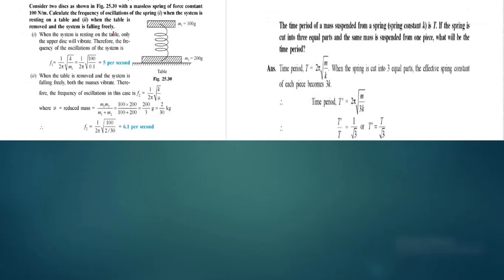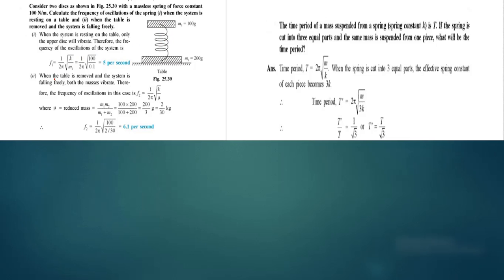So we have another example here. Consider two discs with a massless spring of force constant. Calculate the frequency of oscillation of the spring when the system is resting on a table. When the system is resting on a table, the only mass that oscillates is the top one.